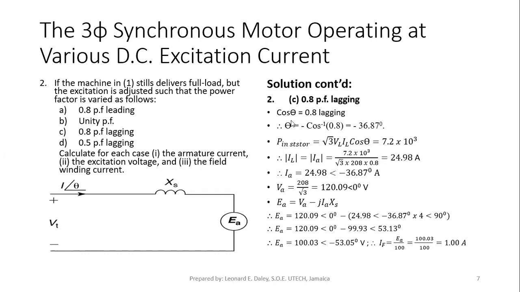And then we go back through for lagging power factor now. So know that with the lagging power factor for the current, the angle is negative. So IA now becomes 24.98 at minus 36.87. Again, we substitute the values in the formula. And this time we get EA equal to 100 volts and IF to be 1 amp.